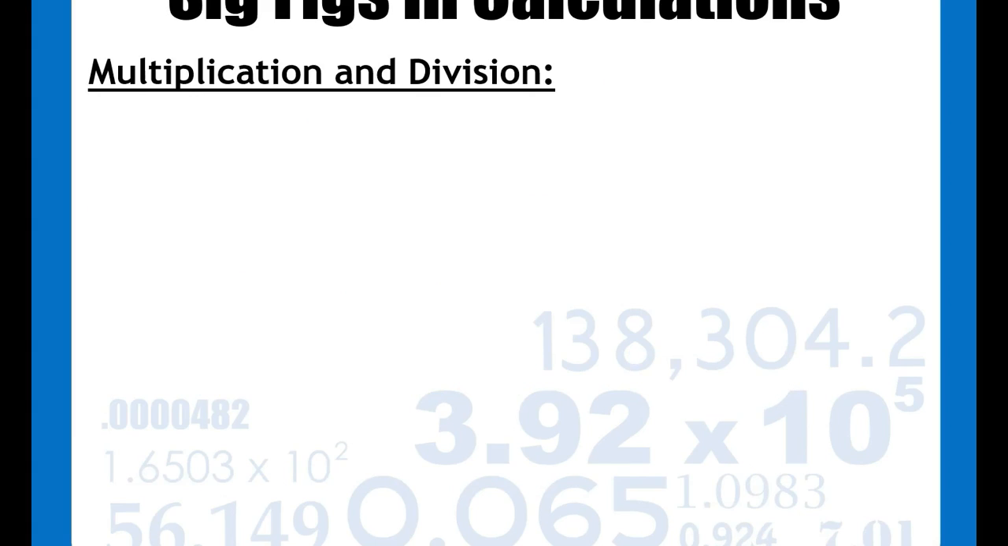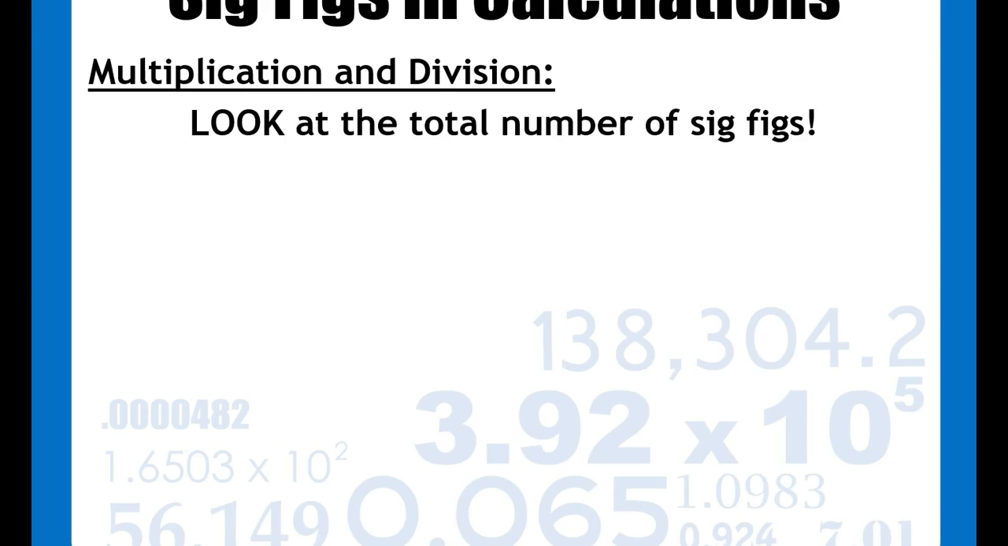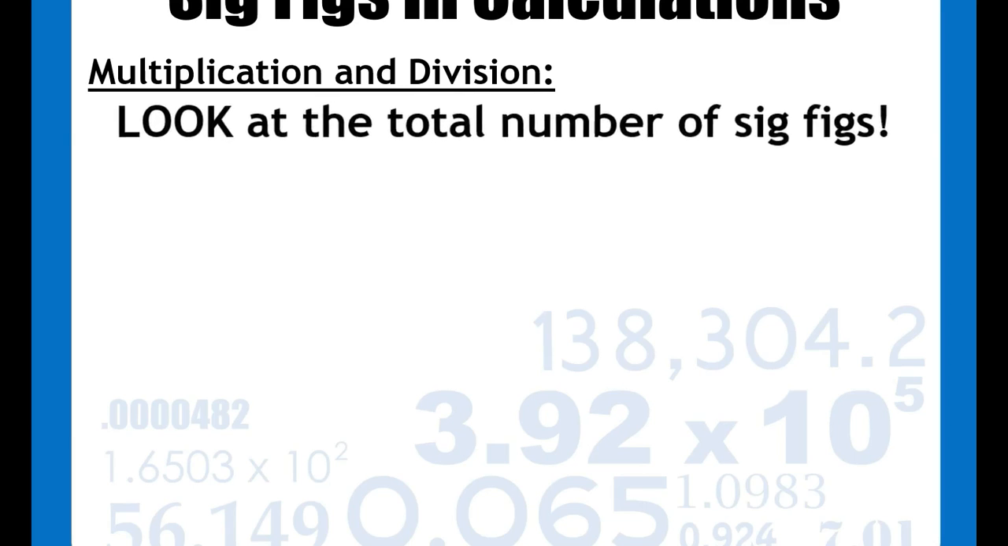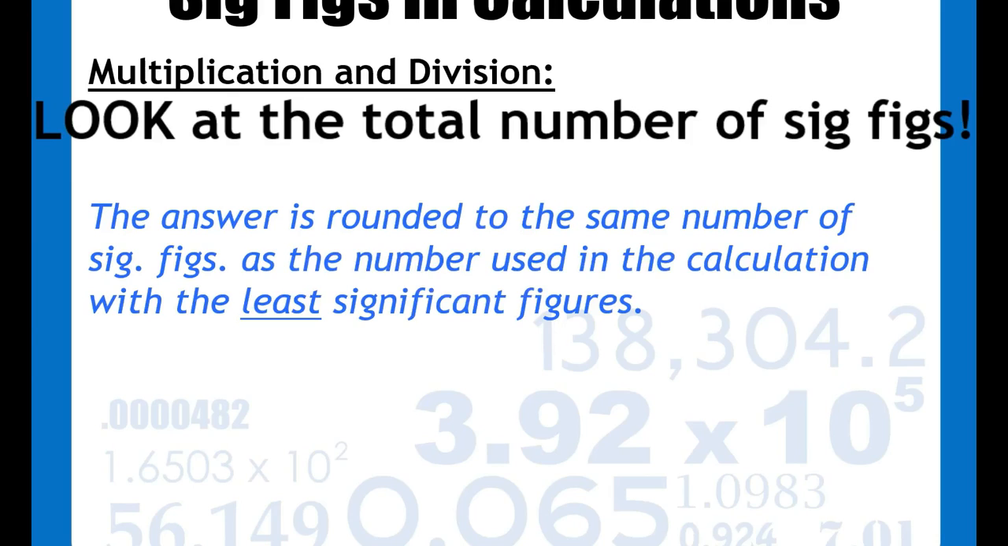Let's talk about multiplication and division. So the bad news is that it follows a different rule. But I guess there's good news in that it follows the same rule, so that's a little bit easier. For multiplication and division, this is a little bit different because you have to look at the total number of significant figures that you're multiplying or dividing. So, for example, your answer is going to be rounded to the same number of significant figures as the number used in the calculation with the least sig figs. Notice we are not talking about decimal places here. We are talking about the entire number. So here's some examples.